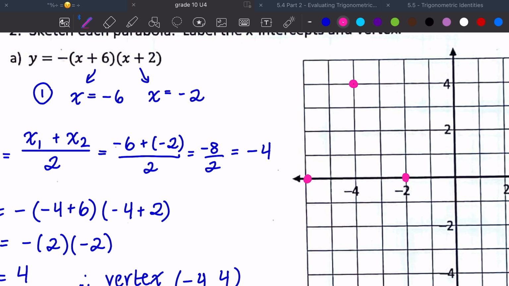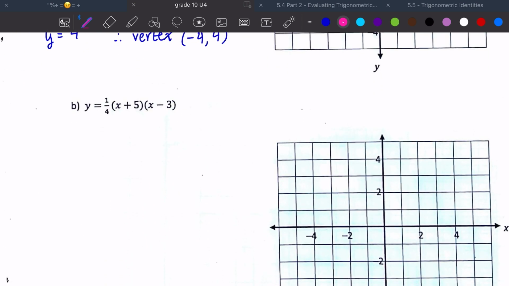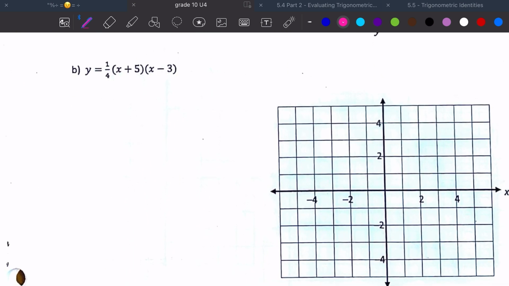That's more than enough for me to connect. We can do step pattern if you'd like to be super exact, but this is enough information. So I'm going to just go ahead and connect this. And that's more than enough. Voila. So it's opening downwards. Those are our x-intercepts and our vertex. Done. Right? Okay. Would you like to do this one together or on your own?